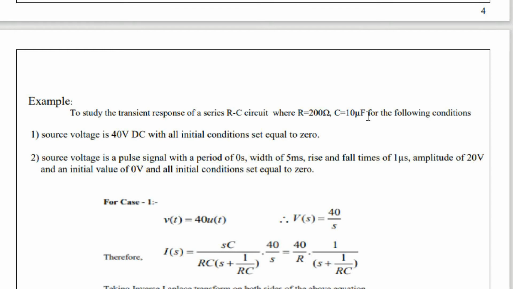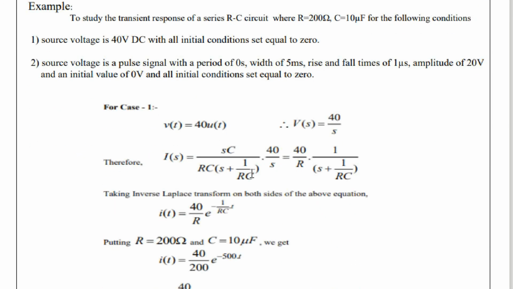The first case is a source voltage of 40 volts DC with all initial conditions set to 0, and the second case is a source voltage that is a pulse signal with a period of 0 seconds and width of 5 milliseconds, rise and fall times of 1 microsecond, amplitude of 20 volts and an initial value of 0 volts, with initial conditions all set to 0. So this is case 1. V(t) is equal to 40 into U(t). Its Laplace transform becomes V(s) equal to 40 by s.